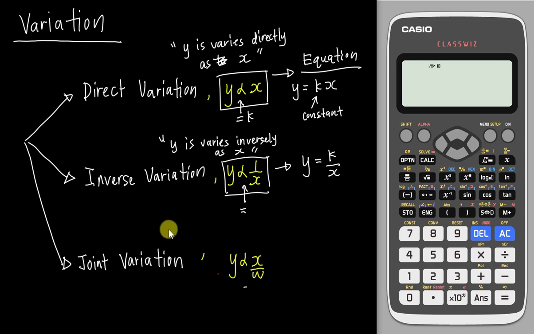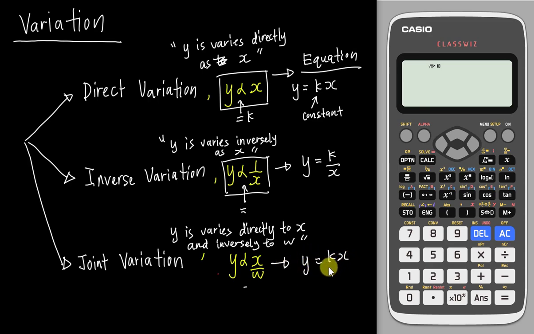Same idea if we have a joint variation. Normally the question will say something like "y varies directly to x and inversely to w". Whenever you see something like this, you should know x is on the top and w is at the bottom. If you want to write it into an equation, you should write y equals kx over w. You will see the k is always on the top, isn't it? This is the pattern.